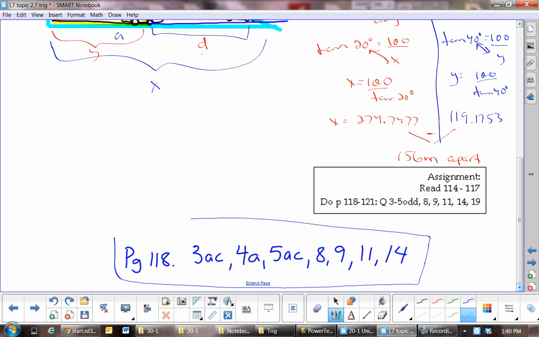Okay, this will be in your book. Again, if you want to look over this a bit more, or just use the examples. Drawing the picture will be definitely the biggest challenge. But after that, they're pretty easy trig questions.